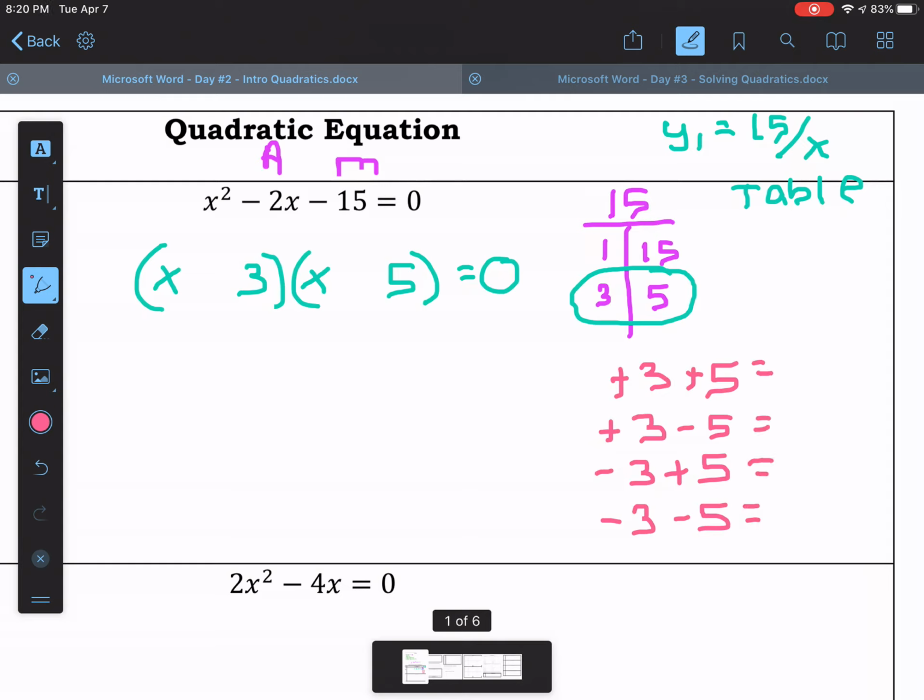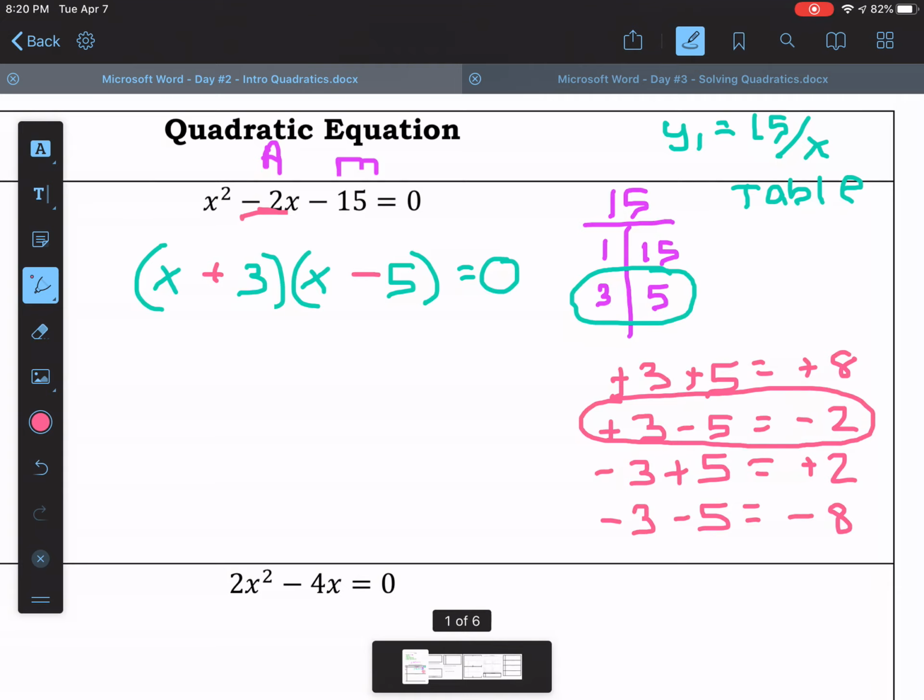So plus 3 plus 5 gives us positive 8. Plus 3 minus 5 gives us negative 2. Minus 3 plus 5 gives us positive 2, and minus 3 minus 5 gives us negative 8. So, ding, ding, ding. Looking at the second one right here, that's giving us the negative 2, which is what we want, because that's what was in the original problem. So that means that my 3 is getting the plus, and my 5 is getting the minus, okay?